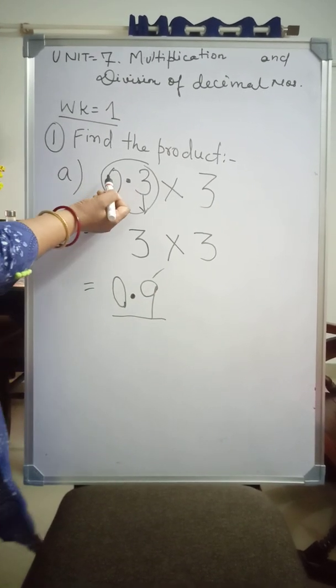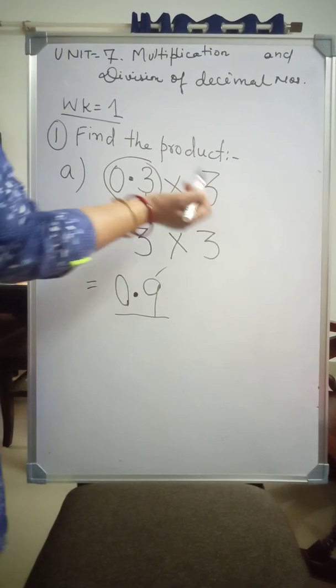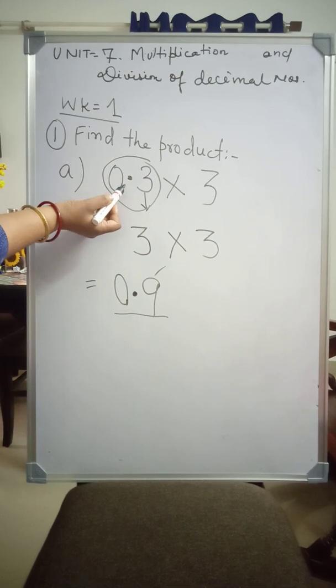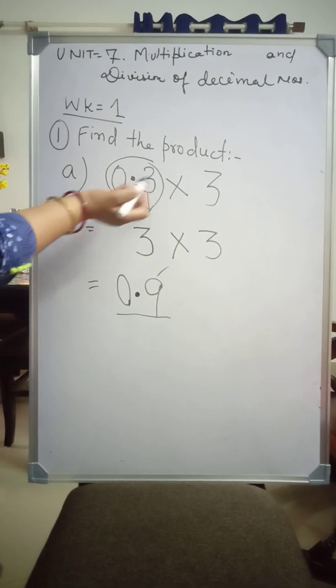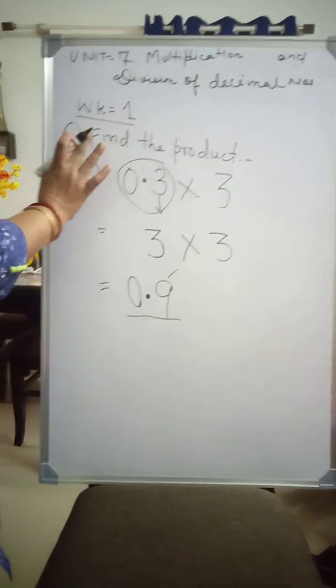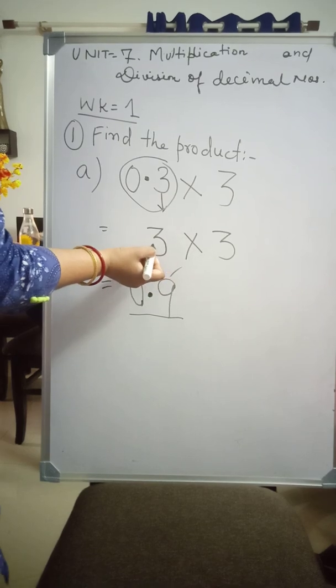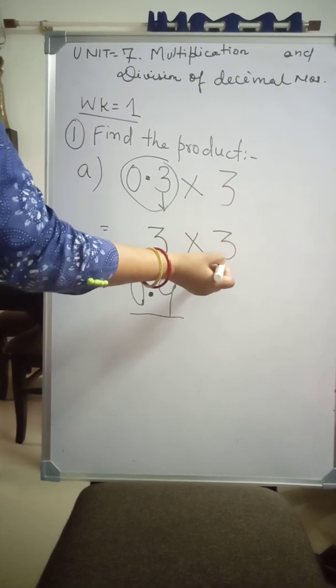What I have done: 0.3 is a multiplicand and 3 is a multiplier. Here the multiplicand is a decimal number and the multiplier is a whole number. So firstly forget about this decimal. Just take the number of this decimal, 3, and this whole number 3.